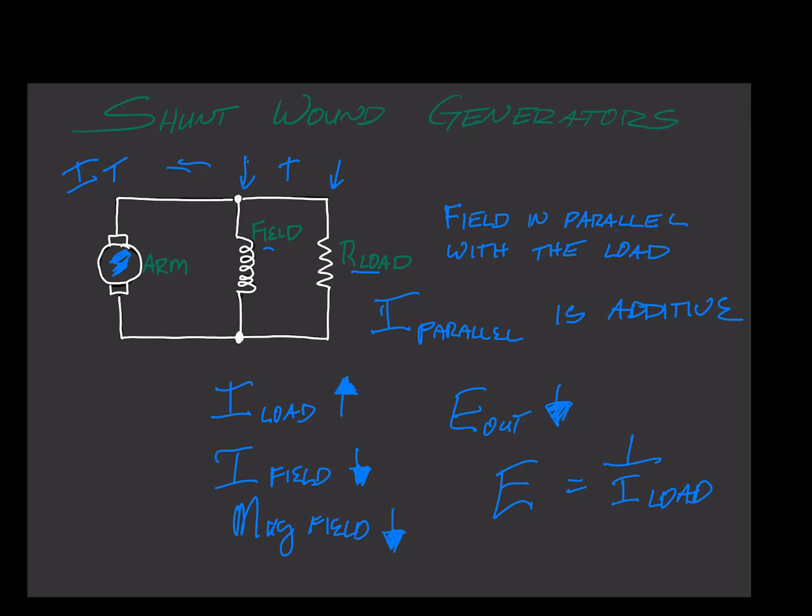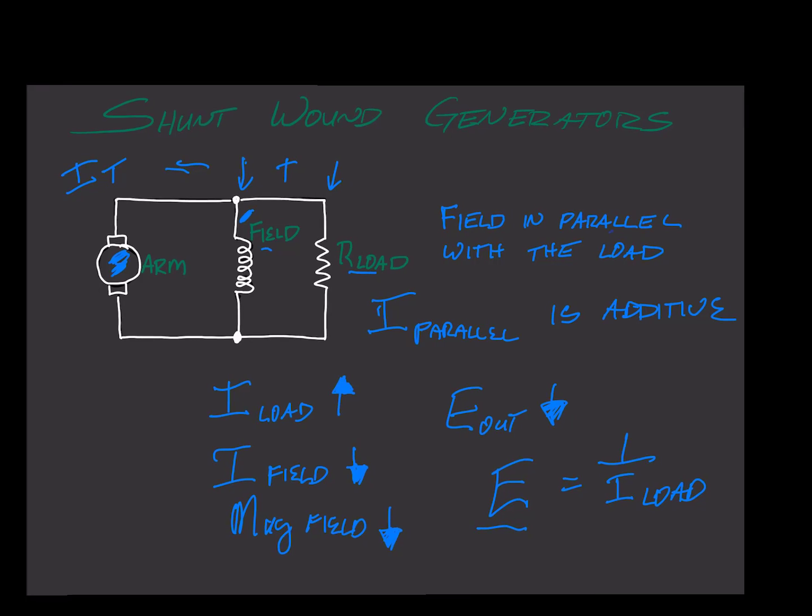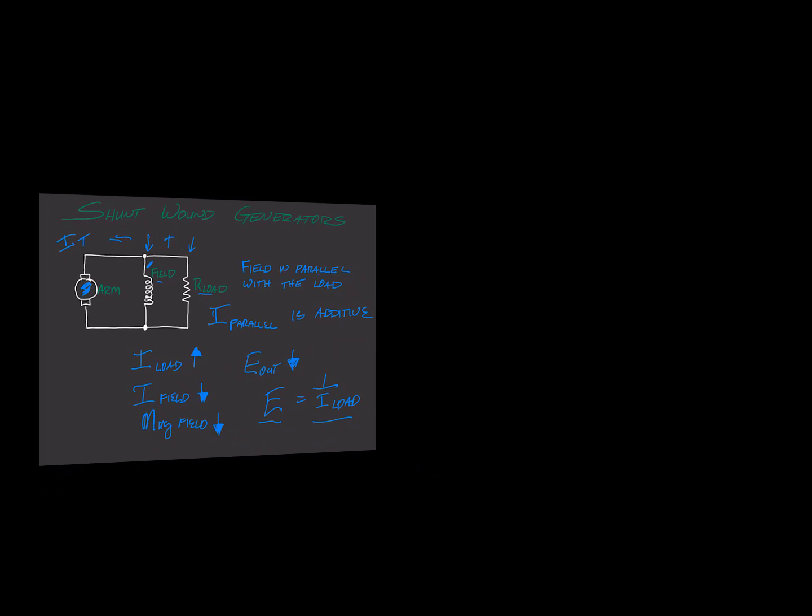Now you might think with this that that's still not very stable. And the reason we use shunt wound generators is it's very easy to control the current in this path in the field to keep our voltage stable. So the shunt wound is what we'll do without any external regulation. The voltage out is inversely proportional to the current through the load.